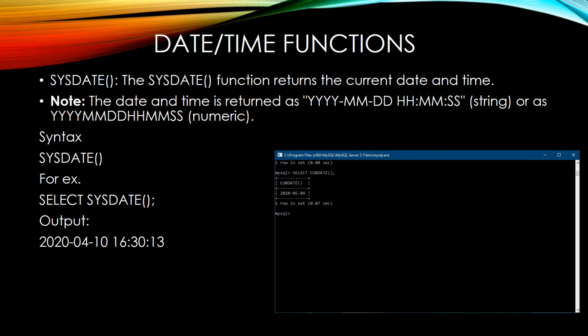Sysdate function. The sysdate function also works in the same manner as the current date function, only the difference being it will return the system date and time. So here it is returning the date and then the time. The format is again the same: year, month, date, and in time, hour, minutes and seconds.